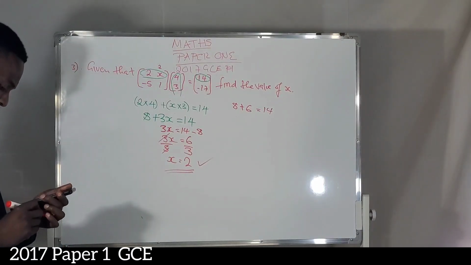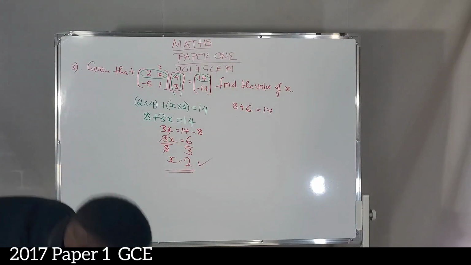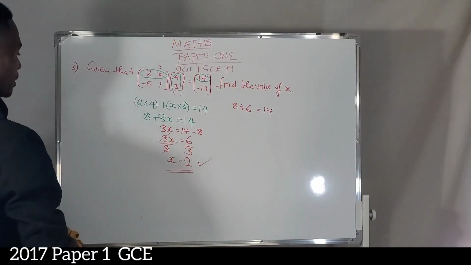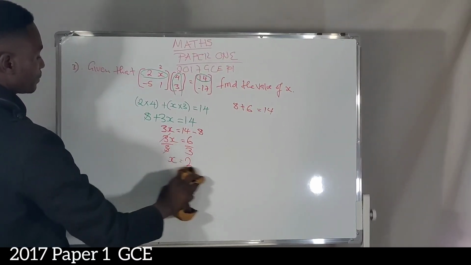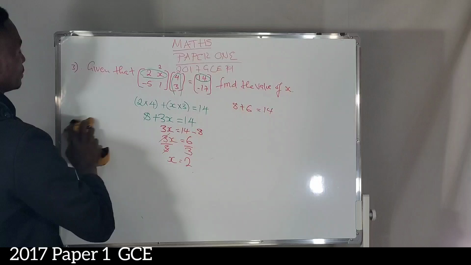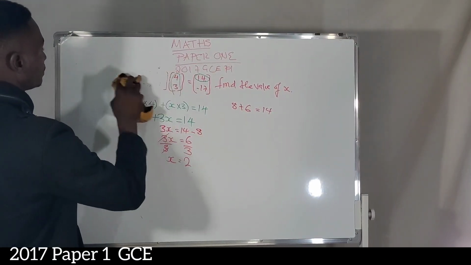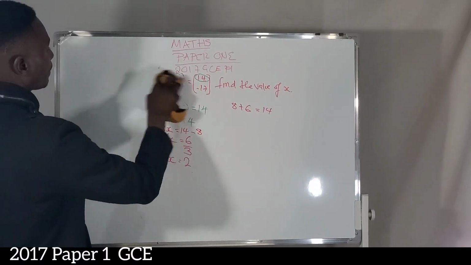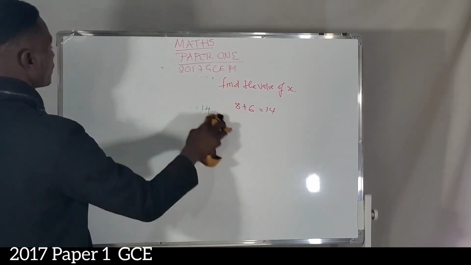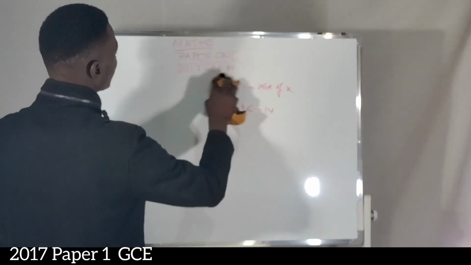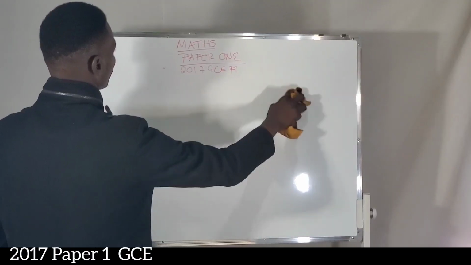Okay, let's go to question 4 of 2017 GCE paper 1. So question 4. You pause the video when copying. You pause the video and copy, because we don't have enough time to be waiting for everybody to copy.